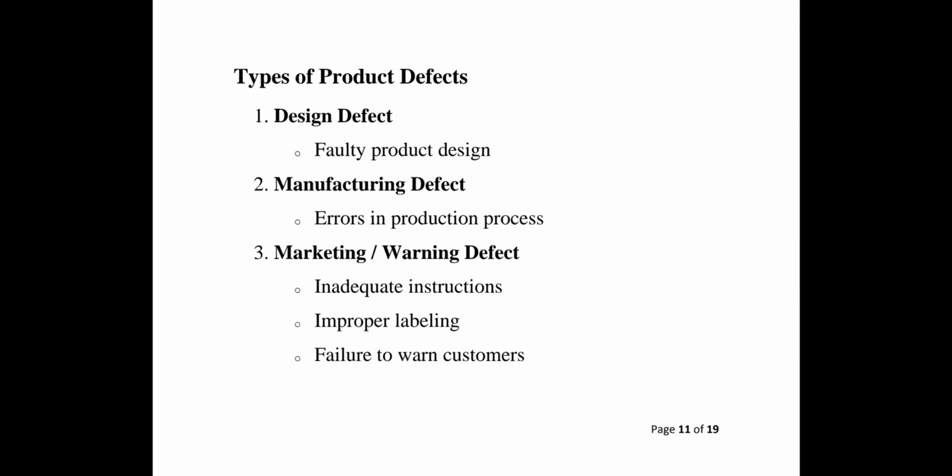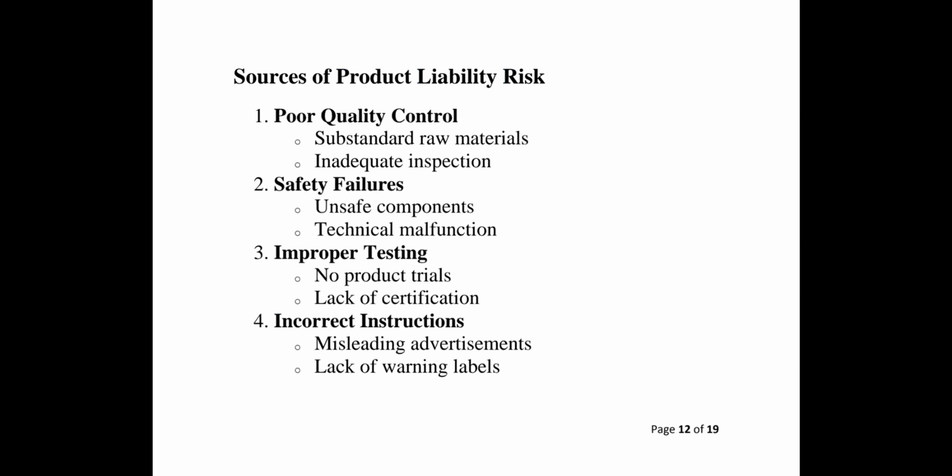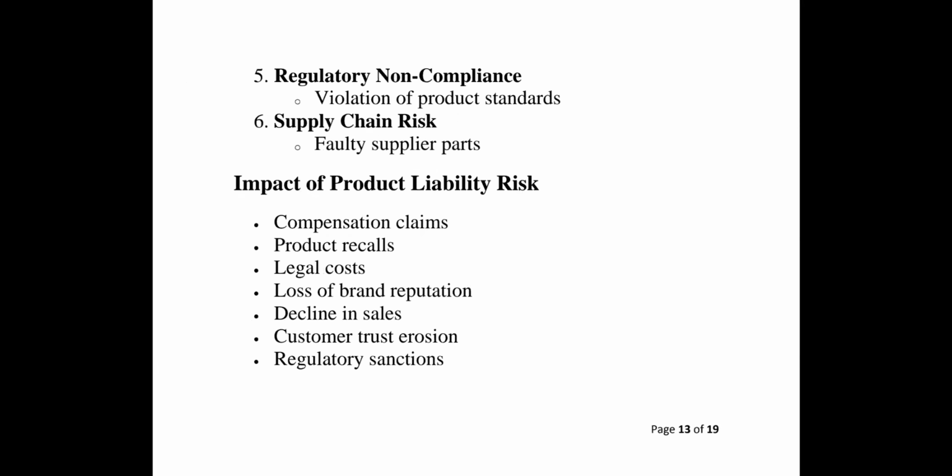Types of product defects: design defects, manufacturing defects, marketing or warning defects. Sources of product liability risk: poor quality control, safety failures, improper testing, incorrect instructions, regulatory non-compliance, and supply chain risk. Impact of product liability risk: compensation claims, product recalls, legal costs, loss of brand reputation, declines in sales, customer trust erosion, regulatory sanctions.